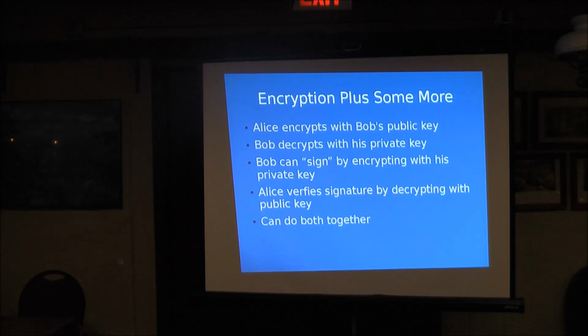Bob can also sign the message with his private key, and the way that works is he just encrypts the message with it. And that means RSA is kind of reversible this way as well, that you can decrypt the message with the public key. But the only way you could have originally done that is if you held the private key, so therefore Bob was the only one that could have done that. And also you can do both together. If you both have each other's public and private keys, you can sign and encrypt a single message.